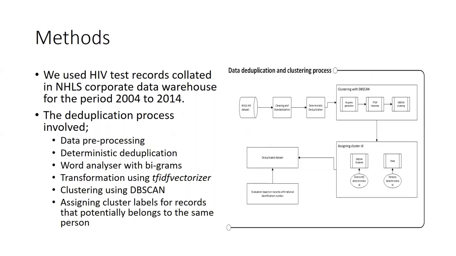So we used HIV test records collected in NHLS corporate data warehouse for the period of 2004 to 2014. So the deduplication process involved data preprocessing, deterministic deduplication, and word analyzer using bigrams, and then transformation using TF-IDF vectorizer, and then clustering using DBSCAN, and then we assign cluster labels to records that potentially belong to the same person.